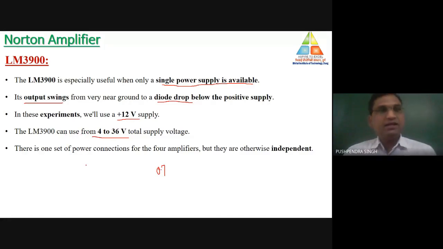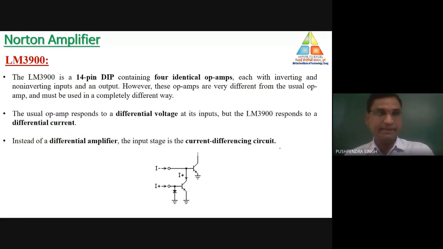Internally, in LM3900, 4 different operational amplifiers are connected so that they can be given a single power connection. Those 4 operational amplifiers do not need different power supplies. You can use the same set of power connections for them, but they are otherwise independent. They work independently, but we can give the same set of power connections to them.